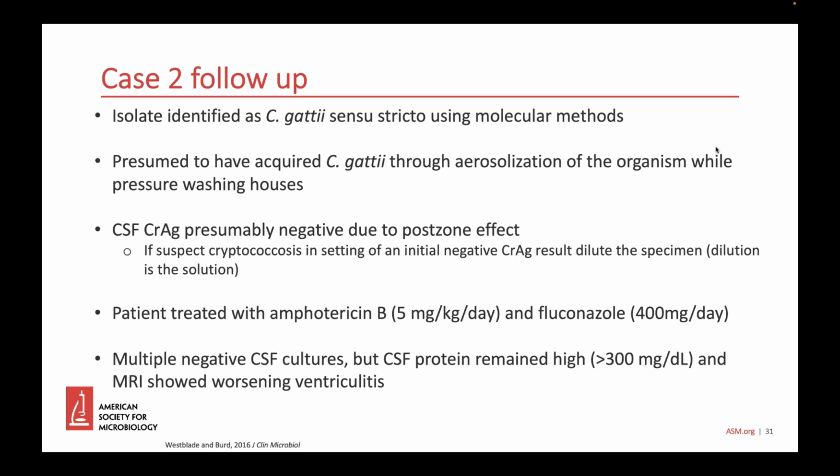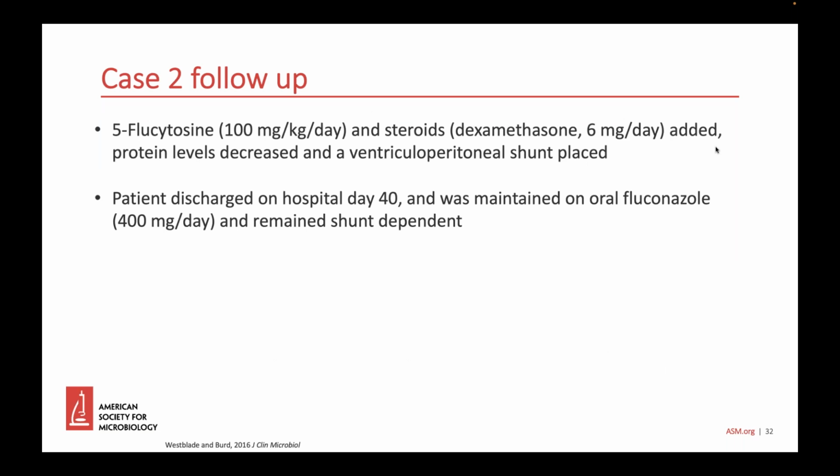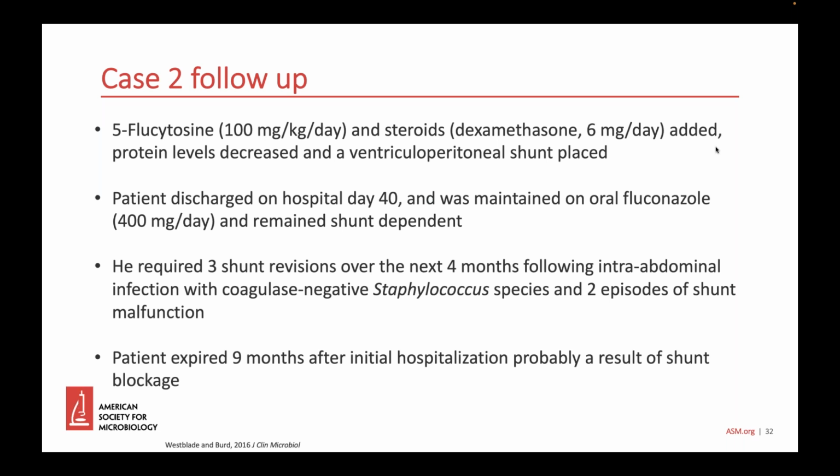Our patient was treated with amphotericin B and fluconazole, with multiple negative CSF cultures, but the protein remained high, and imaging showed worsening ventriculitis. 5-flucytosine and steroids were added, the protein levels decreased, and then a shunt was placed. Patient was discharged on hospital day 40, maintained on oral fluconazole. He remained shunt dependent, required 3 shunt revisions over the next 4 months, following intra-abdominal infection with coag-negative staph and 2 episodes of shunt malfunction. The patient expired 9 months after initial hospitalization, probably a result of a shunt blockage. So again, a very unfortunate case.